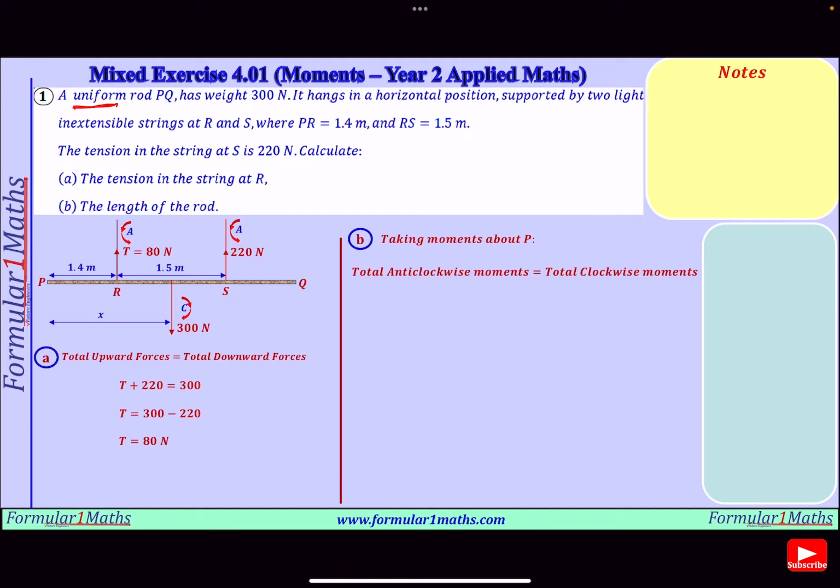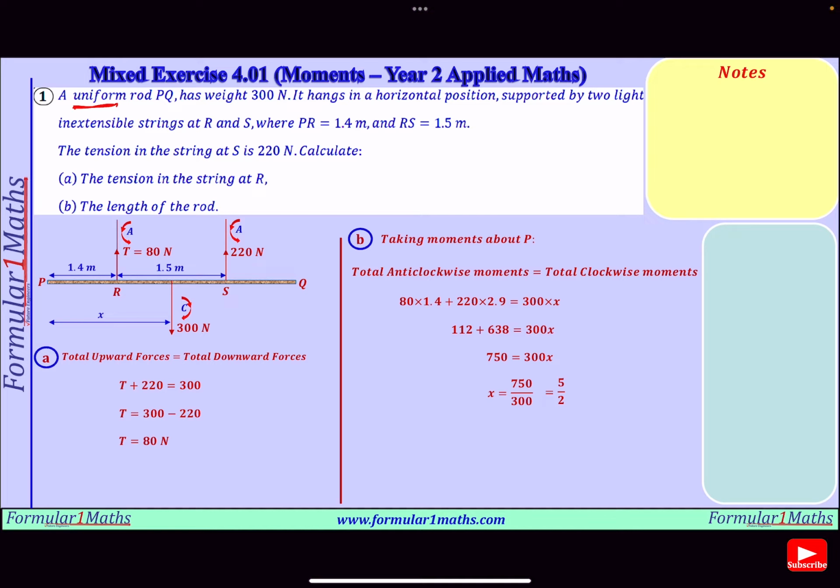So we can take moments now, and we are going to end up with this equation here, where 80 times 1.4 plus 220 times 2.9, because 1.4 plus 1.5 is 2.9, will be equals to 300 times x. So if you simplify this, you're going to get 112 plus 638 is equal to 300x. Simplifying will give us 750 is equal to 300x. And solving for x will give 5 over 2, which is 2.5.